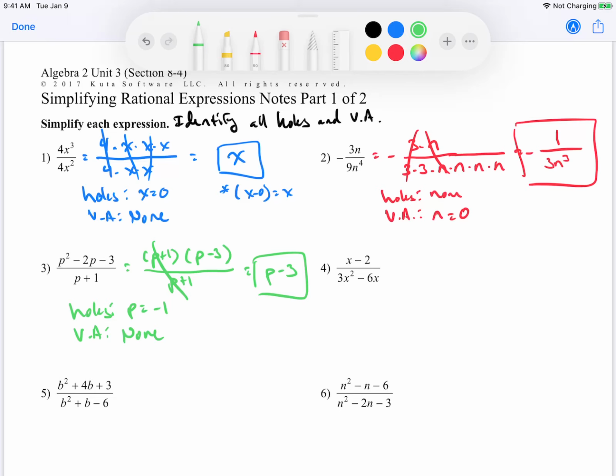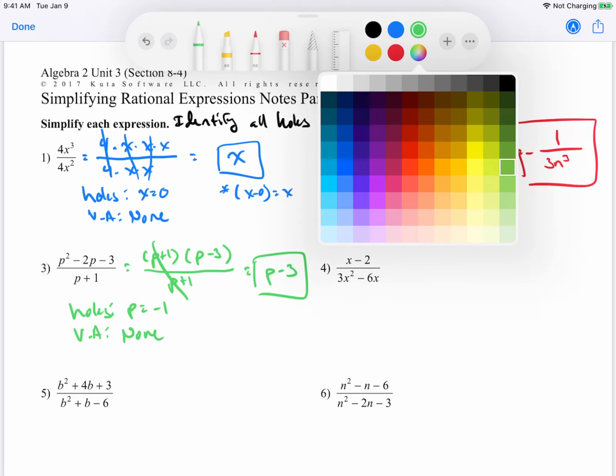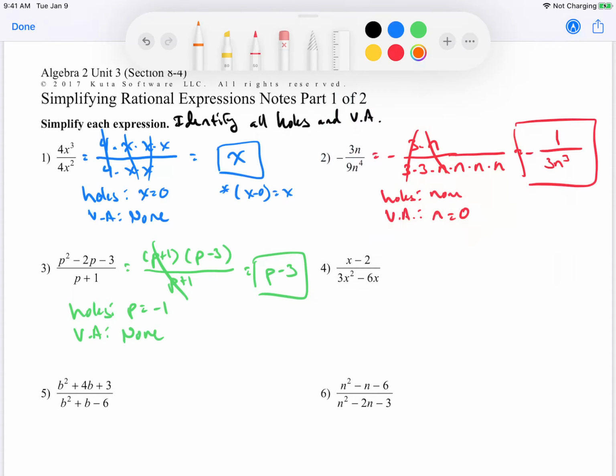Okay. Number 4, yellow is a terrible color. Let's do that. Okay. 4, we're going to do the same thing. I'm going to factor this out, and so we should have x minus 2 over 3x times x minus 2. And so once again, we can factor out the x minus 2, and I'm left with 1 over 3x, and I can't simplify that any further.